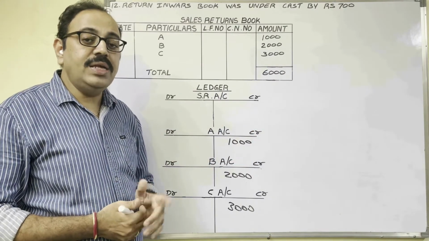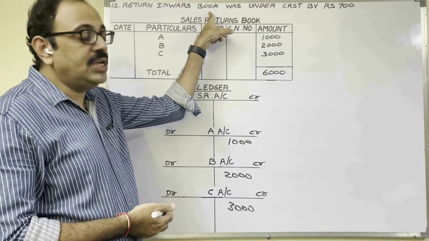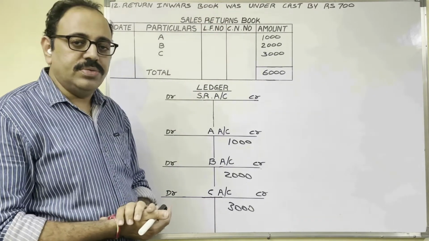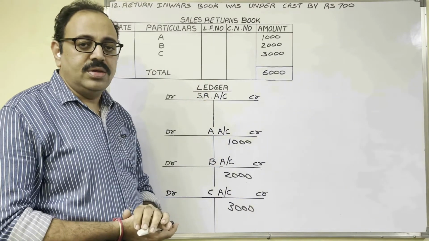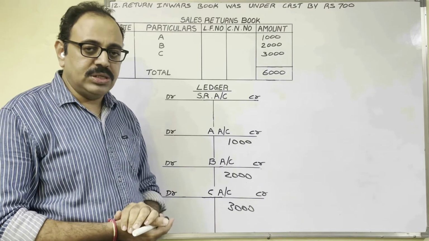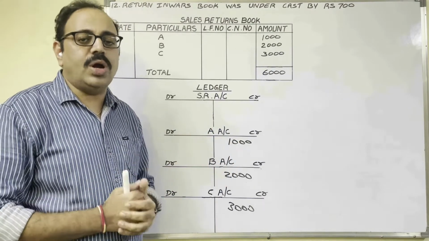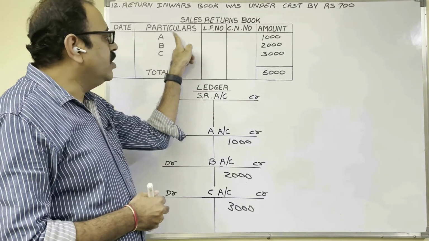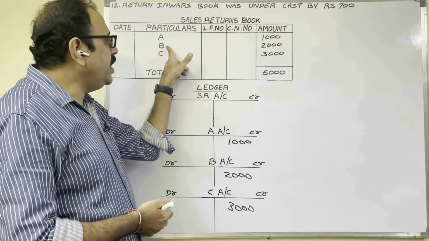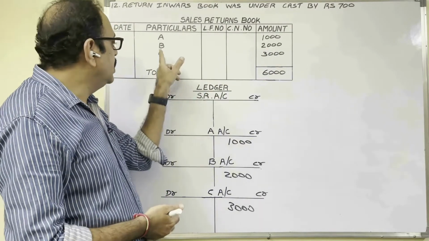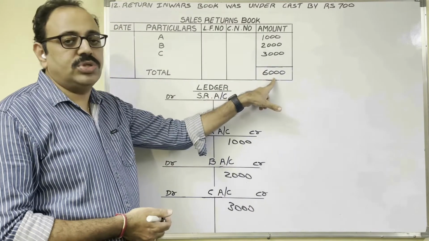This firm is maintaining subsidiary books. So in which subsidiary book they record this transaction? Sales returns book. Suppose firm sold goods to A, B and C. These three members are customers. They are not satisfied with the goods, so they returned these goods to us. From A, we received 1000 worth goods as returns. B returned 2000 worth goods. C returns 3000 rupees. Total 6000.